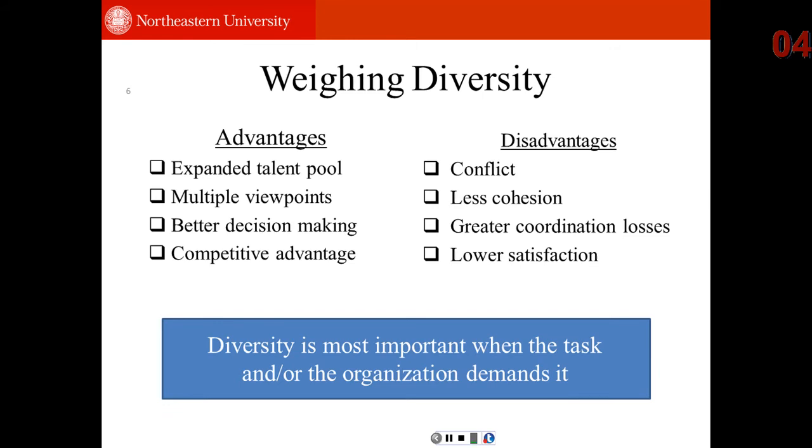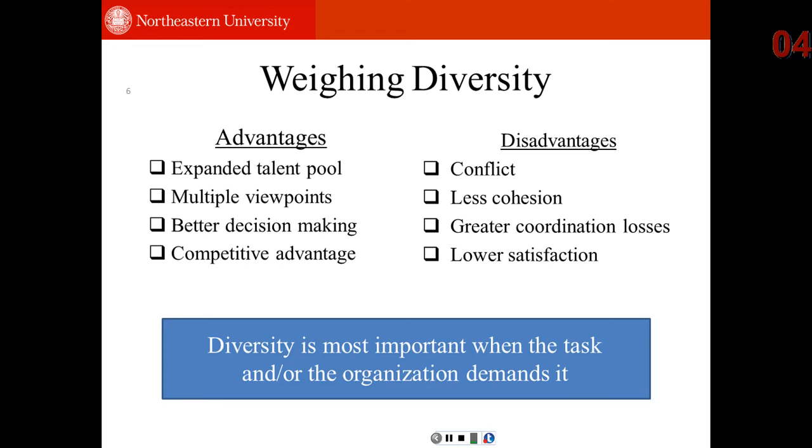Weighing diversity. I'm sure many of you may have some ideas on how you weigh diversity, what are some advantages and what are some disadvantages. I would even suggest that some of you who lead teams on your jobs maybe pose some of these questions to your group.